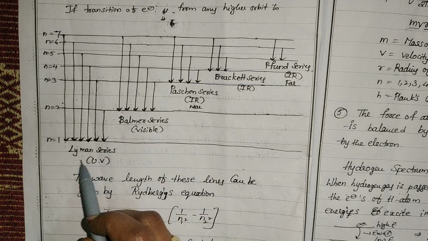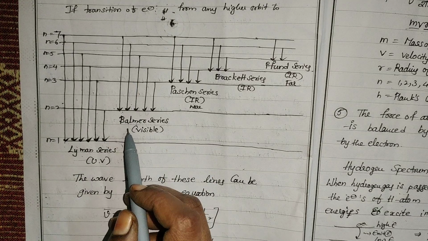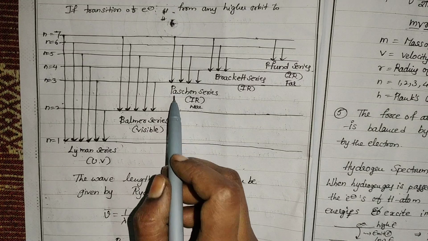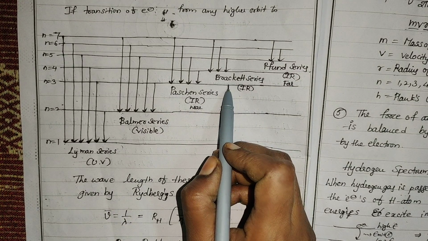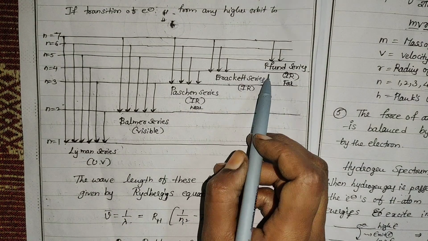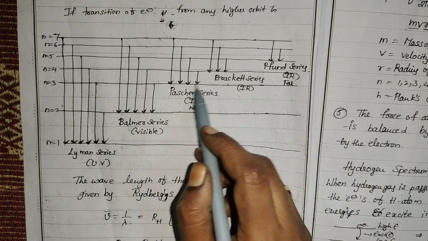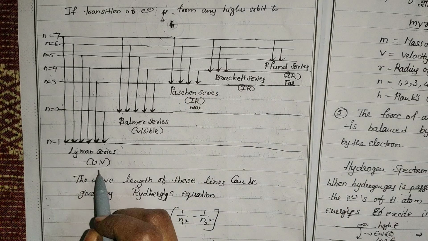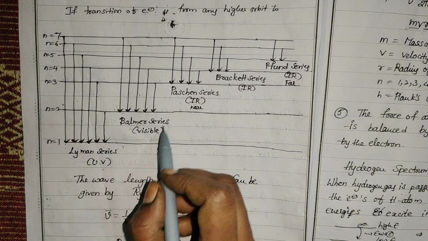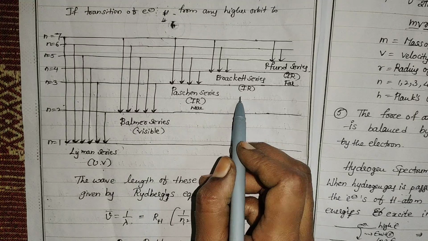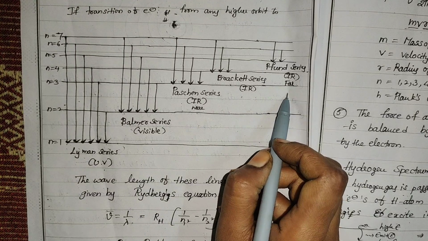Okay, so this is the Lyman series. Up to the second level is the Balmer series. Up to the third level is the Paschen series. Up to the fourth level is the Brackett series. Up to the fifth level is the Pfund series. Like this we have to draw the diagram. Lyman is UV region, Balmer visible region, Paschen near IR, Brackett middle IR, Pfund far IR region.